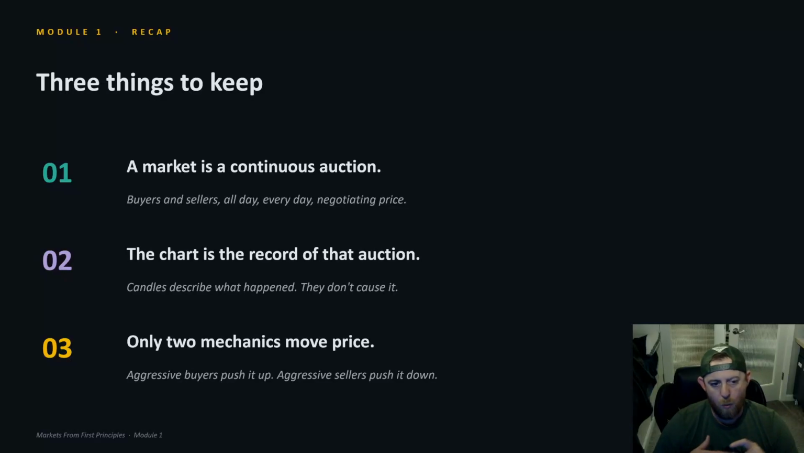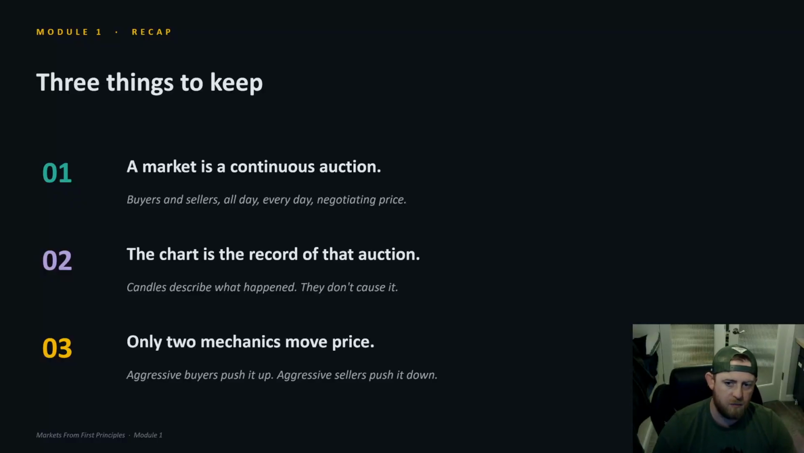Candles describe what happened. They have no agency. The chart has no agency. The chart and the candles don't make anything happen. I would even argue, and I think I talk about it later, the news doesn't actually make anything happen. It affects the way buyers and sellers are buying and selling. It's people. It's always people.